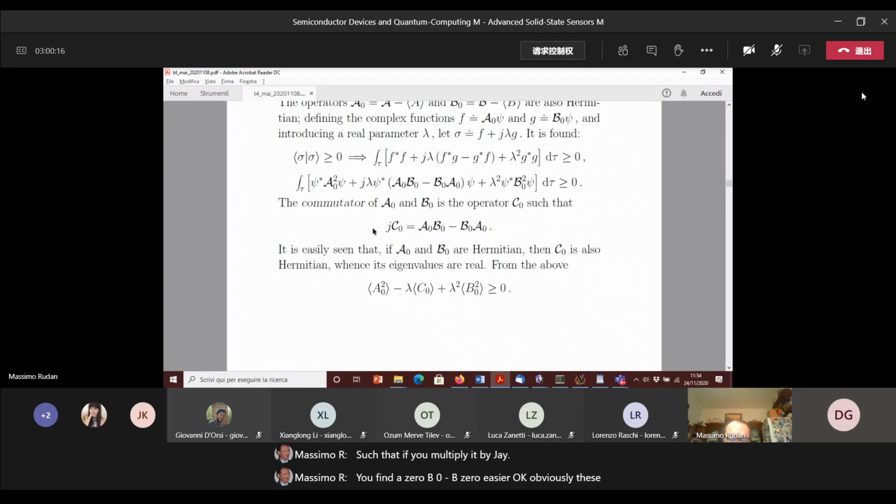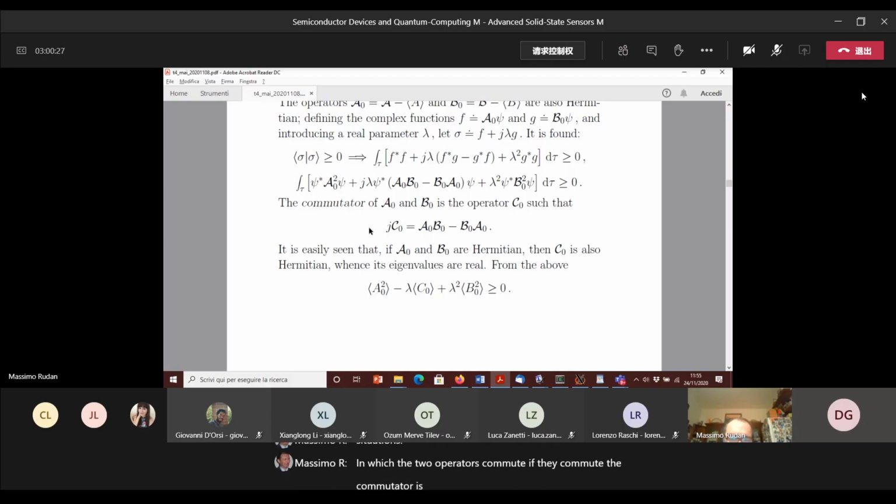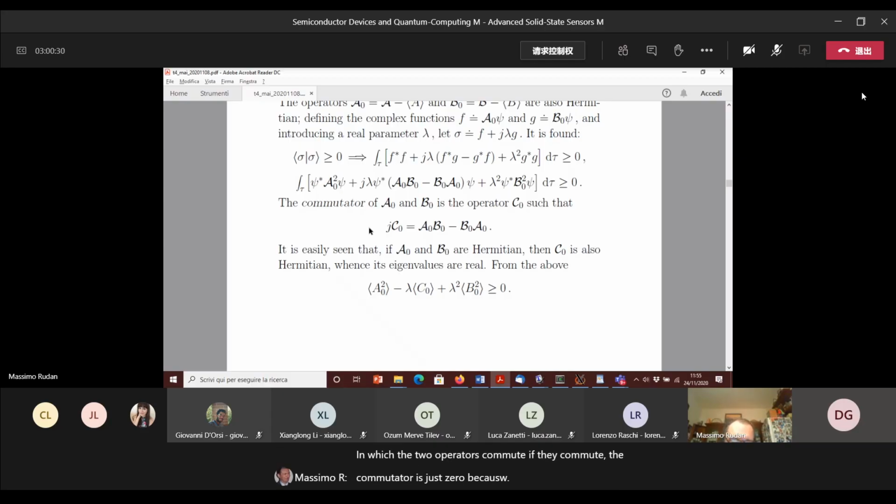Obviously, this definition is fully general, so it incorporates also the situations in which the two operators commute. If they commute, the commutator is just 0, because you remember, if two operators commute, AB is equal to BA. That is, applying AB to any function is equivalent to applying BA to any function, okay? So if they commute, the commutator is 0. If they do not commute, the commutator is non-zero. So C0 is some other operator, okay?